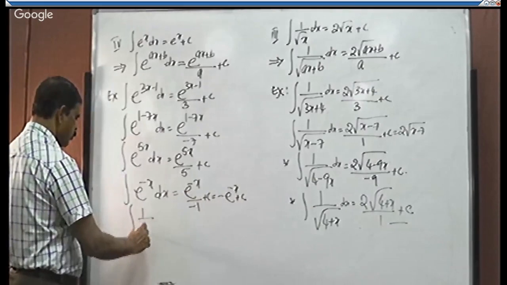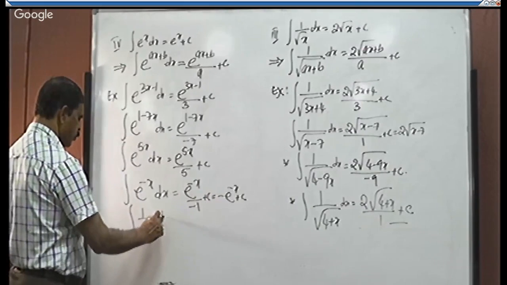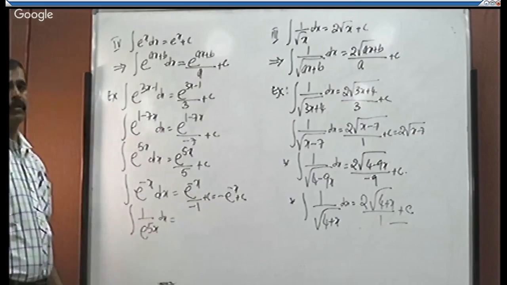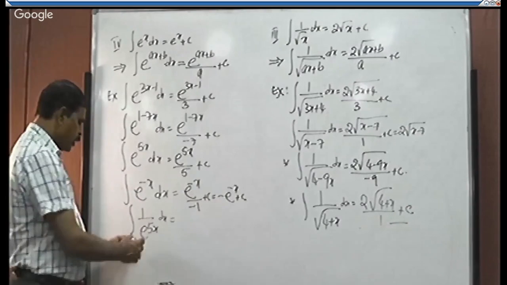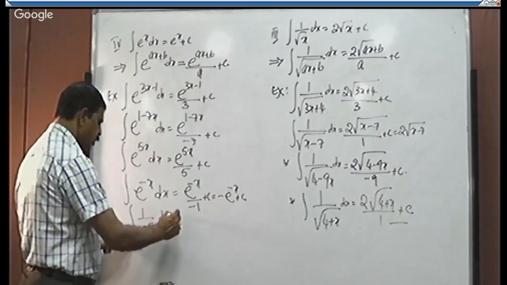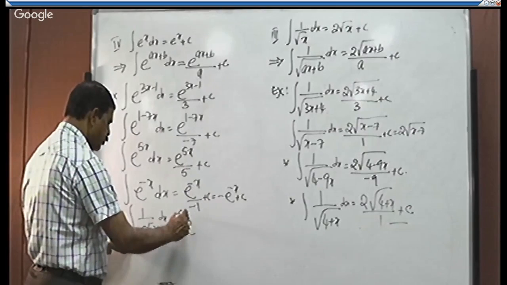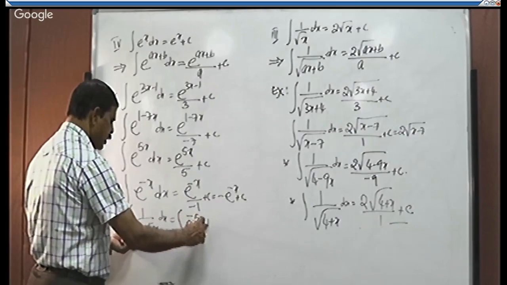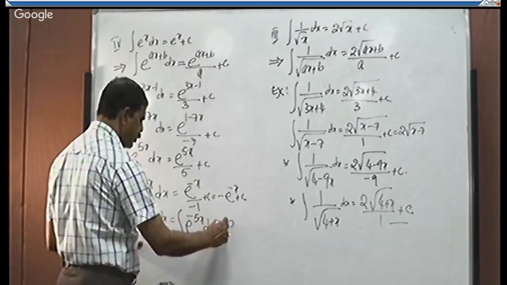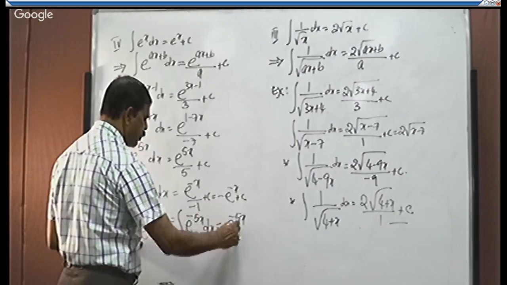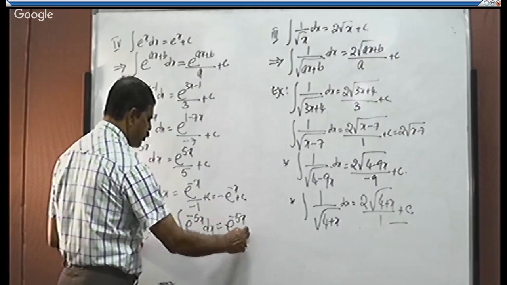1 by e to the power of 5x dx. How to integrate this? For e power, it should be in the numerator. According to laws of indices, it is taken to the numerator. It is e to the power of minus 5x into dx. Hence, the answer is e to the power of minus 5x by minus 5 plus c.